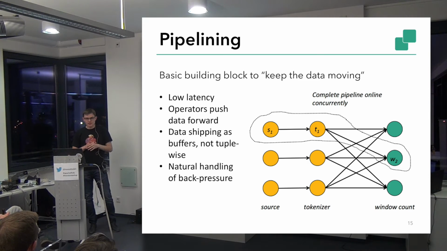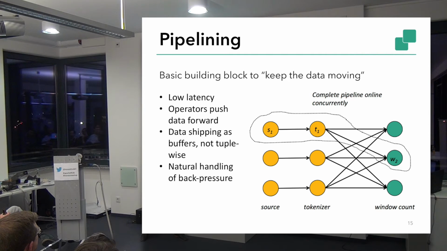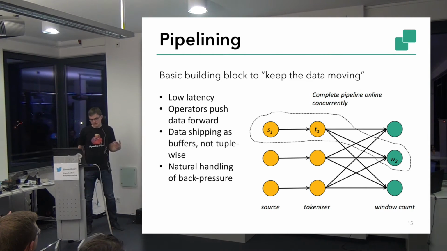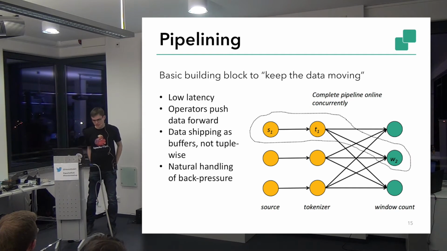Traditional batch processors have a waiting step here, and once this stage has finished, the next stage is deployed and consumes the data from the previous stage. And in Flink we have this pipeline engine which can also do repartitioning in a pipeline fashion.